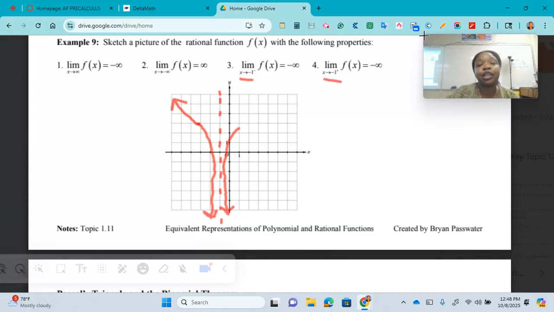The vertical asymptote comes from these limits right here. So as x goes towards -1 from the negative, it goes towards -infinity. I started there. As x goes towards -1 from the positive, it goes towards -infinity here. And then the infinities. As x goes towards -infinity, my y goes towards positive infinity. That's number 2. As x goes towards positive infinity, my y goes towards -infinity. Any questions?